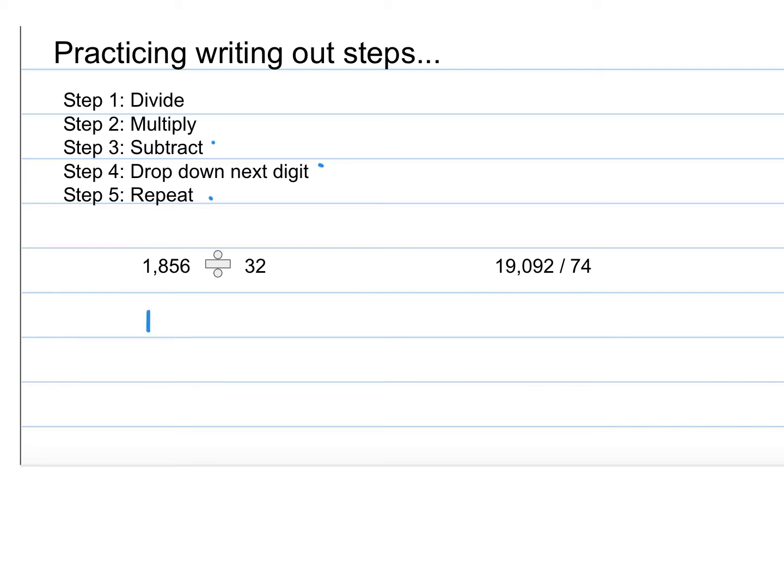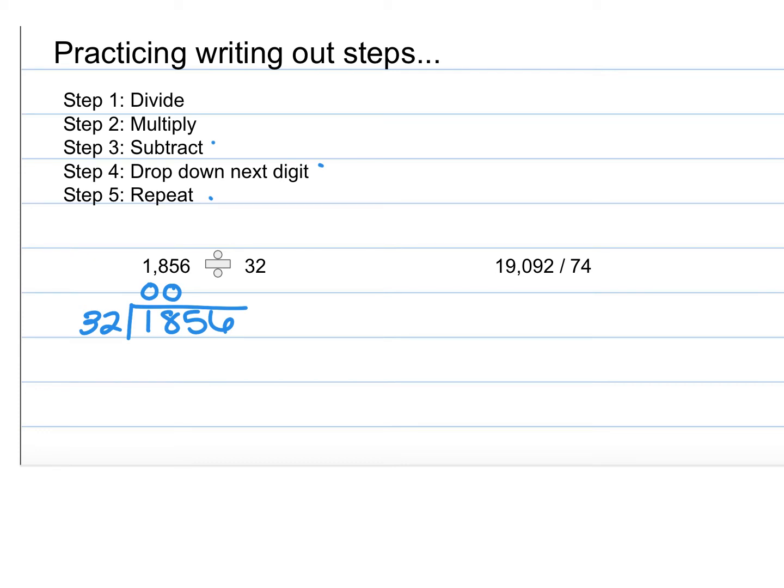So I have 1,856, and I'm curious as to how many times 32 fits in there. 32 does not go into 1. It also doesn't go into 18. What that means is that 32 isn't fitting into 1,800, any hundreds of times there, okay? So I continue on. Does 32 fit into 185?